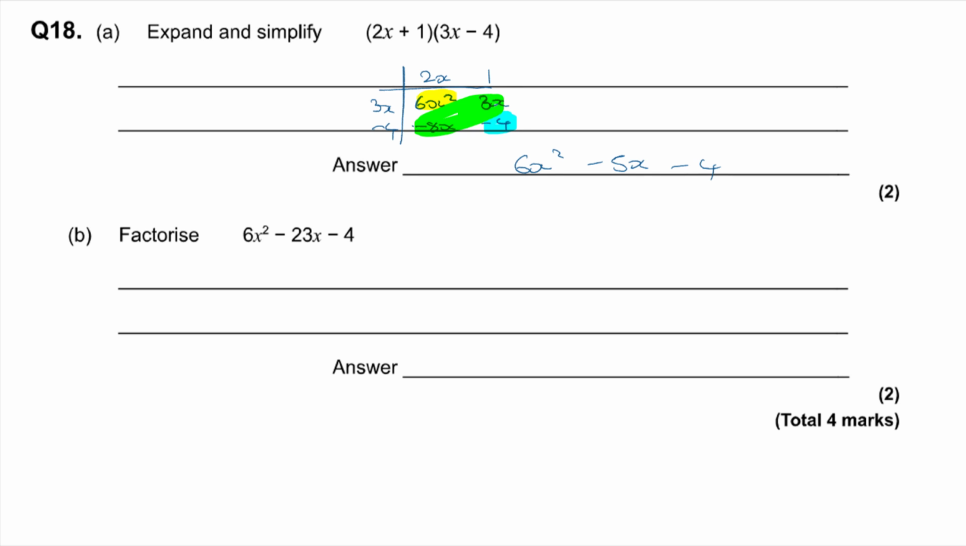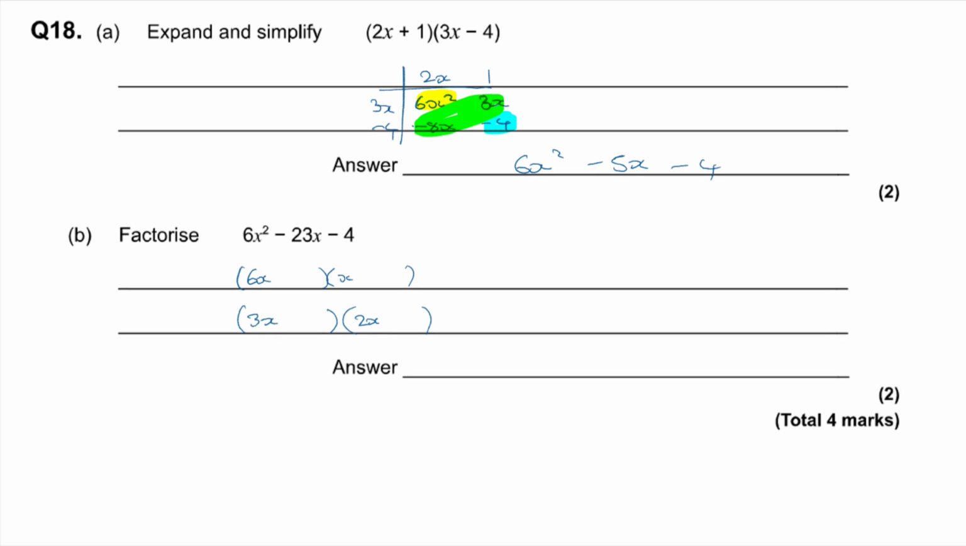Factorise 6x squared minus 23x minus 4. Again, I know it's going to factorise into 2 brackets like this. It's a little bit more complicated though, because I've got that 6x squared at the front. Now 6x squared could be 6x and x, or 2x and 3x, either of those combinations. So when we're thinking about our factor pairs, we need to think about those different possible combinations. So it could be 6x and x at the front, or it could be 3x and 2x.